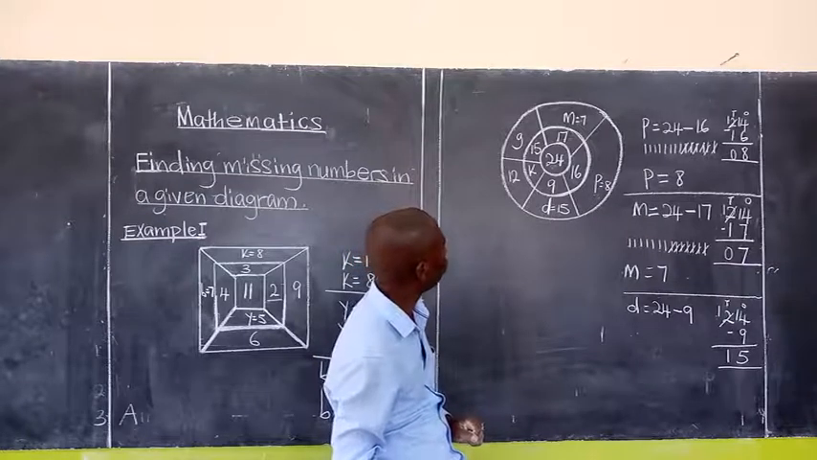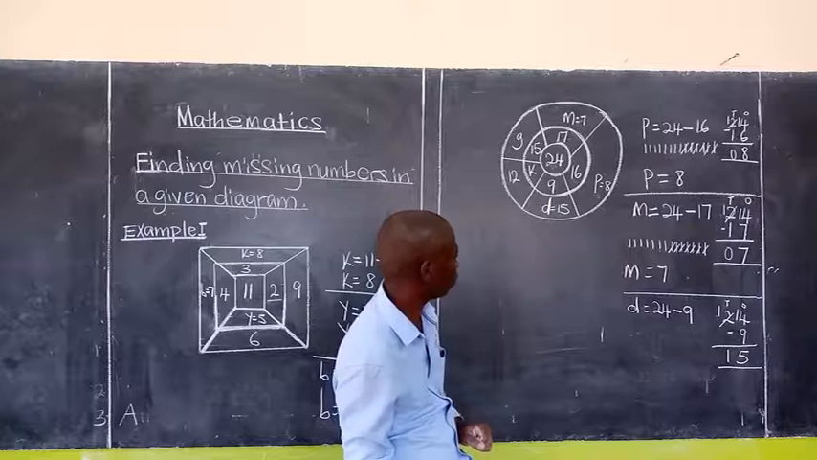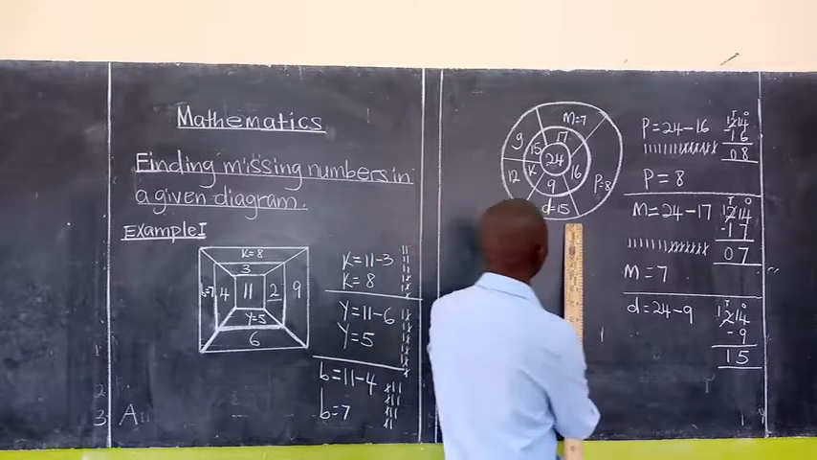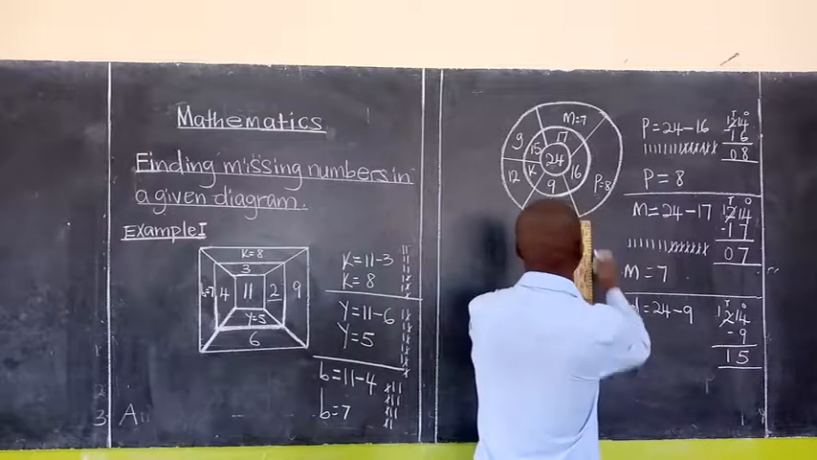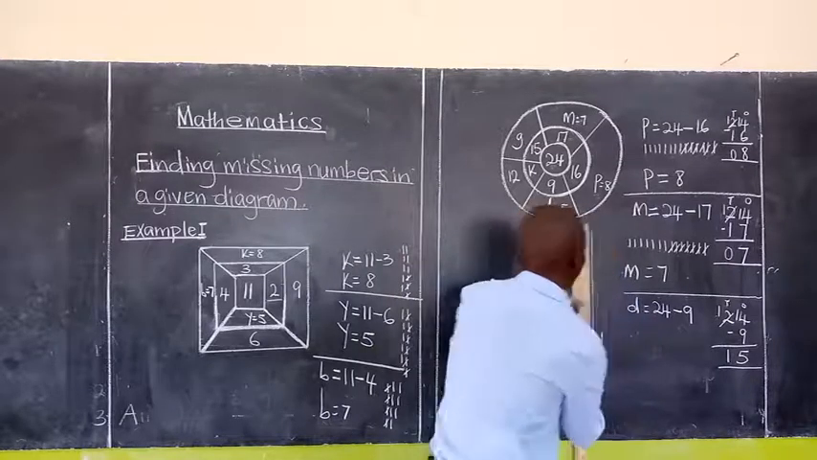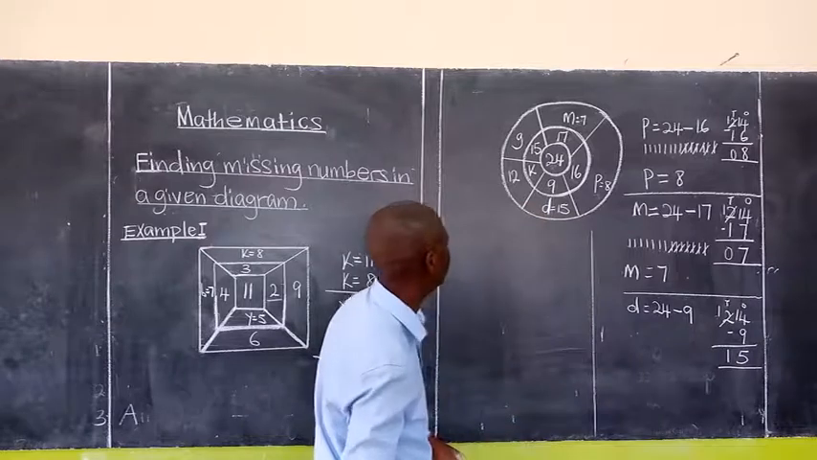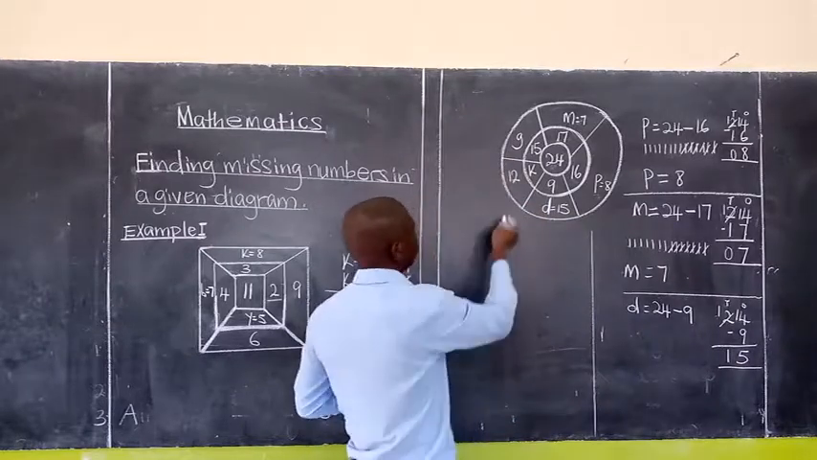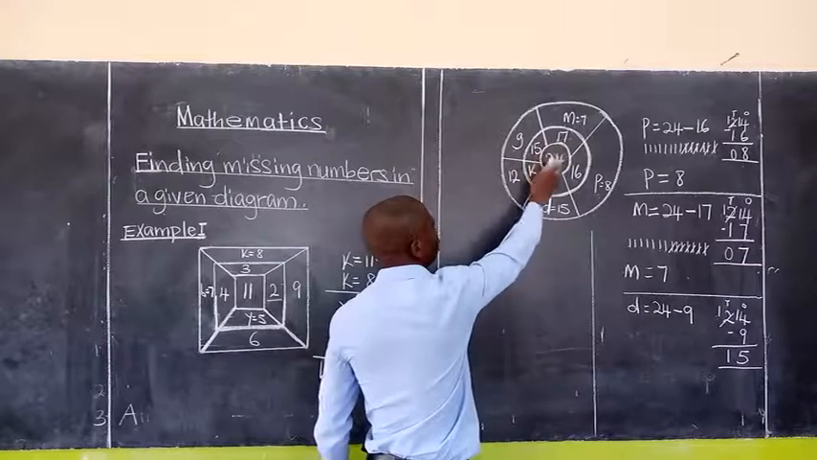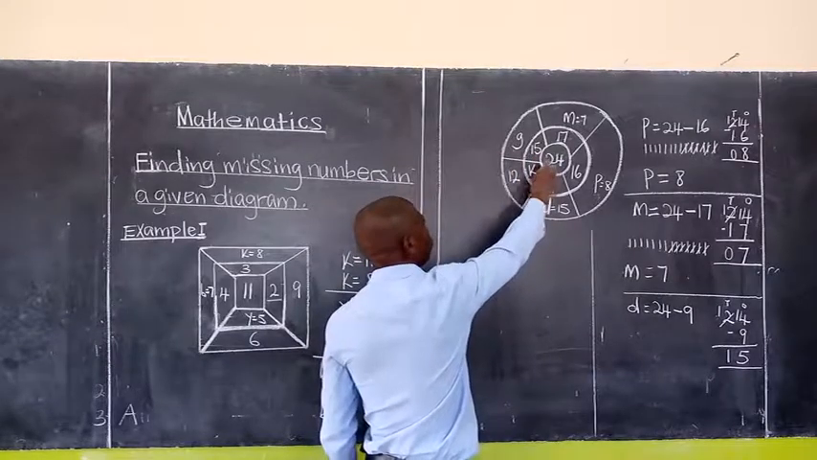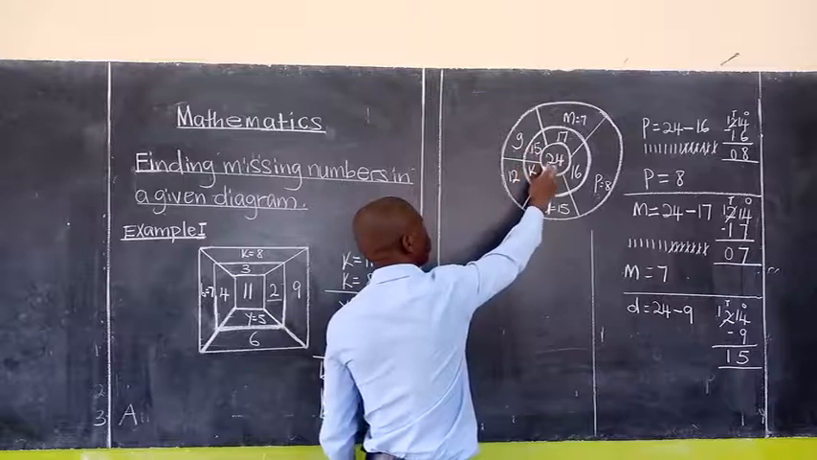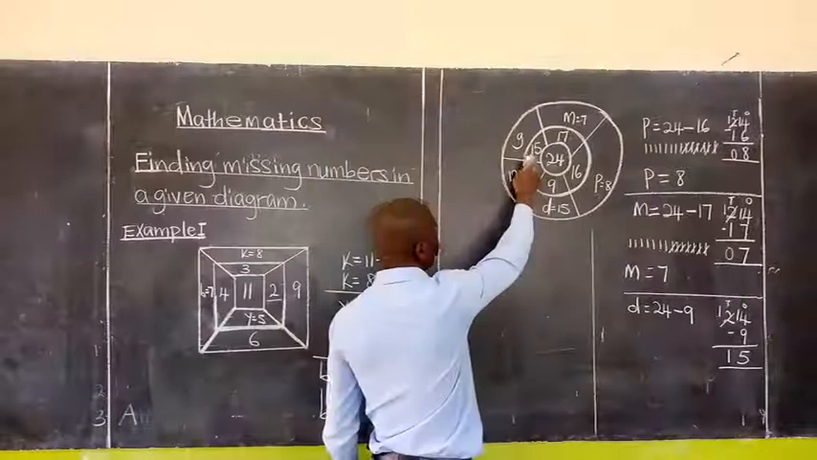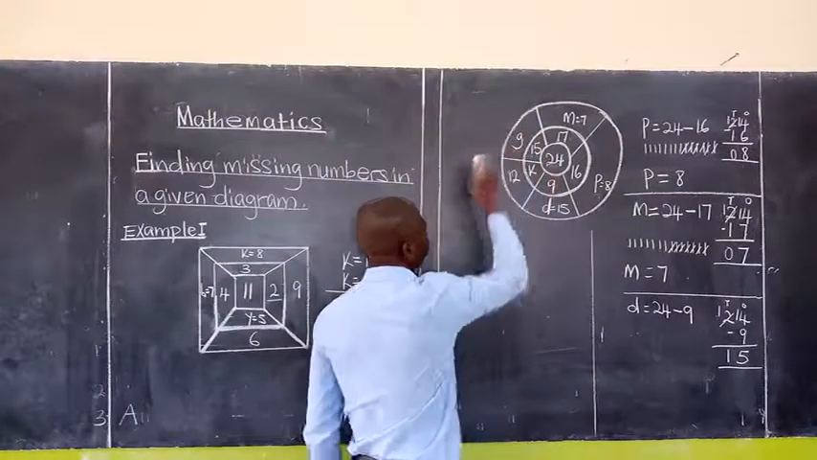Let's look at the value of G. Let's try to use this space here. We are now getting the value of G. So G plus 15, you will end up getting 24. What do you add to 15 to get 24? That's the value of G.